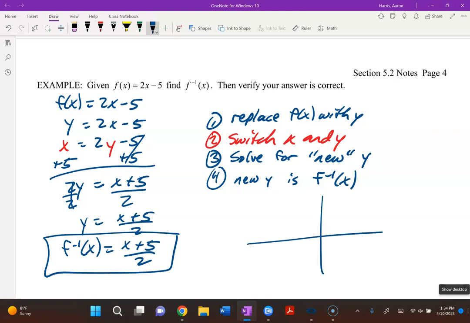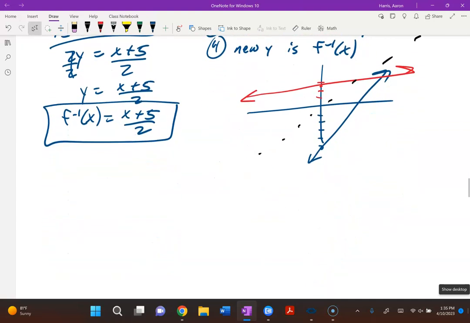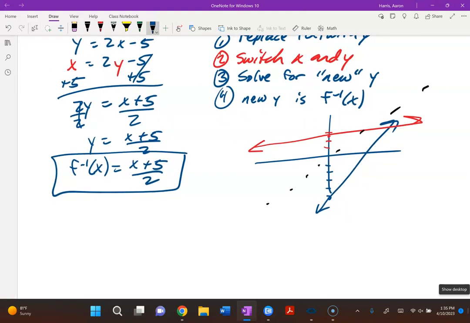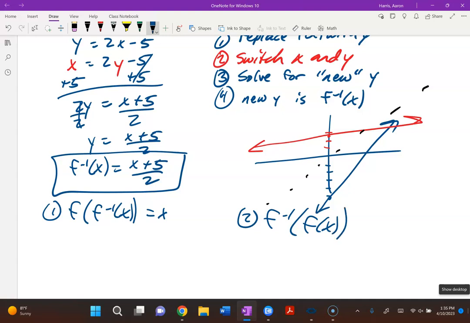In other words, if you were to graph 2x minus 5, and then you were to graph 1/2 x plus 5 halves, you'd see that they're reflective about the line y equals x. I didn't draw that very well, I know, but they're reflective about that line y equals x. And you could also verify that very quickly if you wanted. You'd say, well, if they're inverses, f of f inverse must equal x, and f inverse of f must also equal x.